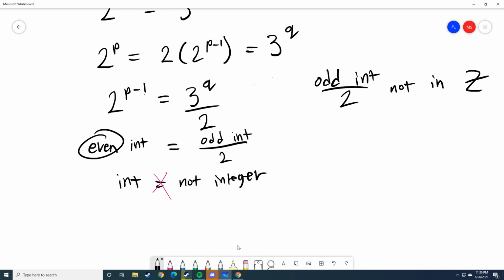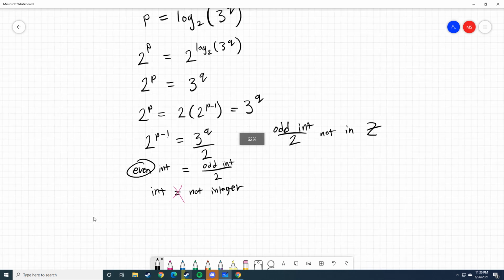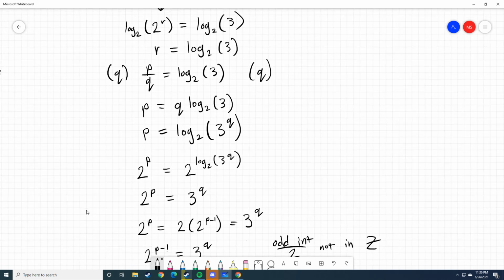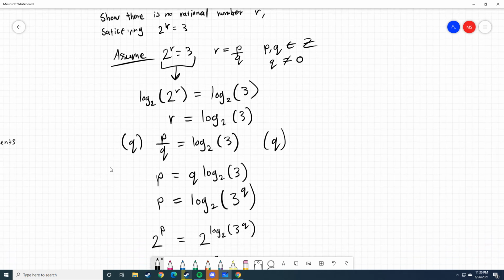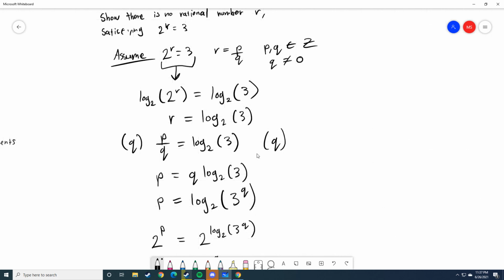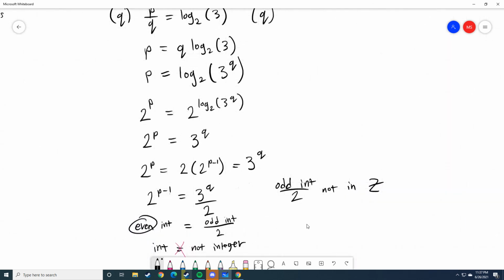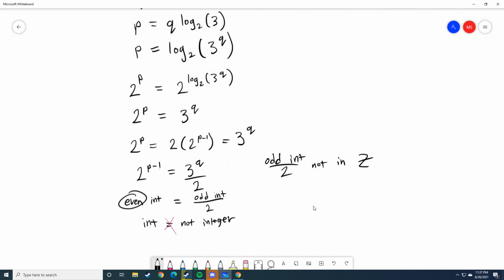And we need to go back and look at our steps. And when we look at all of our steps, we see that they are all sound, except for our first assumption, which we don't know if it's sound or not. And it turns out it is not sound. There is no rational number r such that 2 to the r equals 3. And we've proved this by contradiction through these steps.